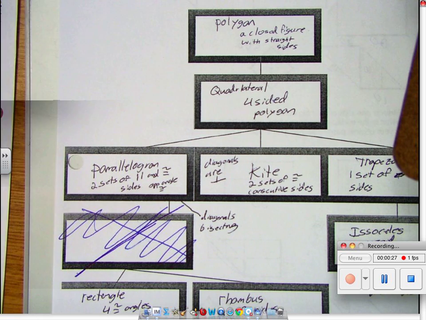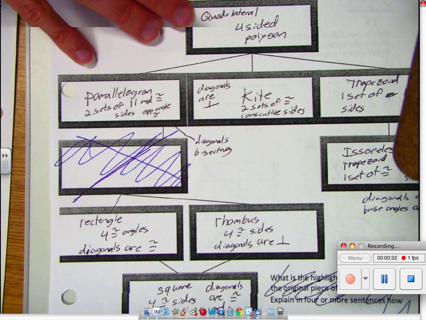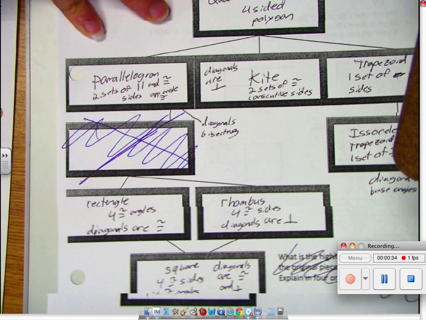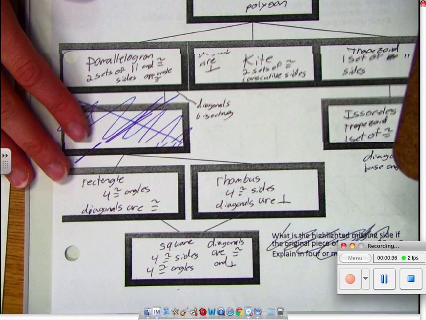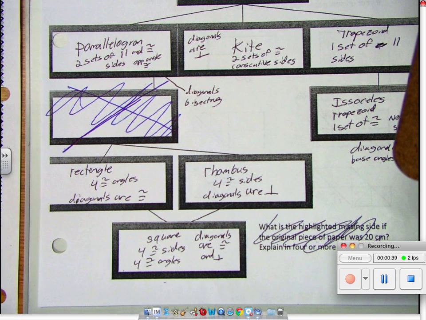A parallelogram has two sets of parallel and congruent sides. Opposite angles are congruent and diagonals are bisecting. The rectangle, rhombus, and square have all the things that are true about a parallelogram. A rectangle has four congruent angles. Diagonals are congruent. A rhombus has four congruent sides. Diagonals are bisecting. A square has everything that they have: four congruent sides, four congruent angles, diagonals are congruent and bisecting.